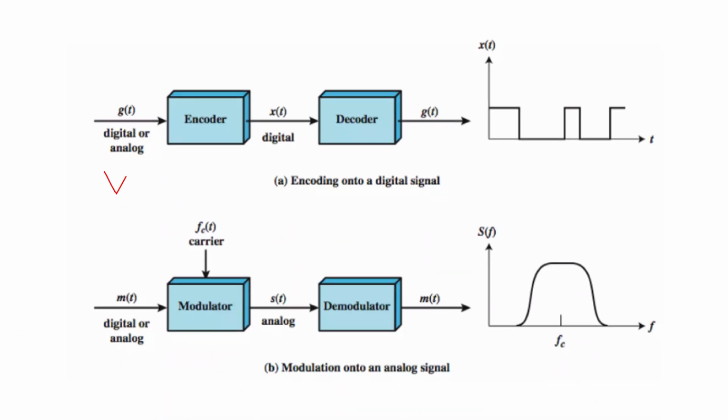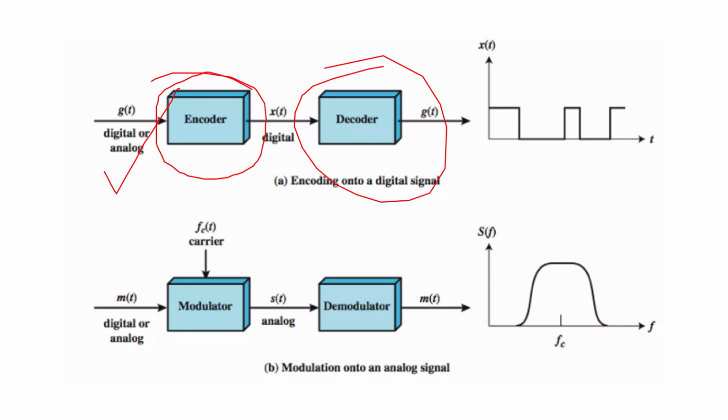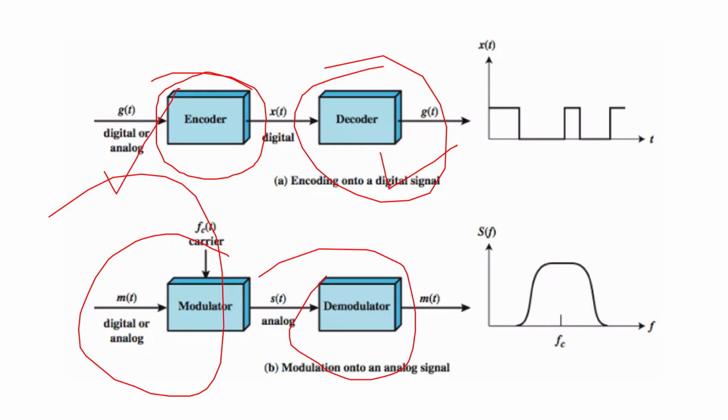Whenever we are sending a digital or an analog signal, we are going to encode the information, and at the end of the detector you also have to decode, right? So this is modulating onto an analog signal, and this is how you can modulate the information and demodulate, right, into the digital stream.